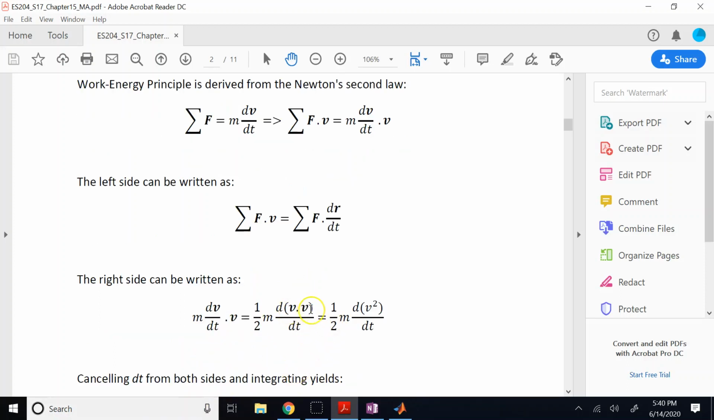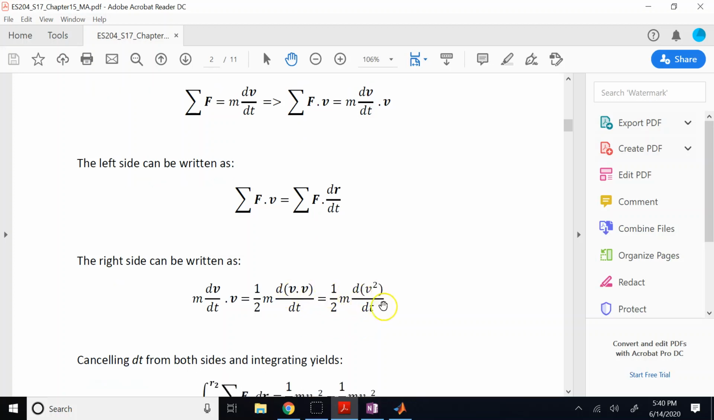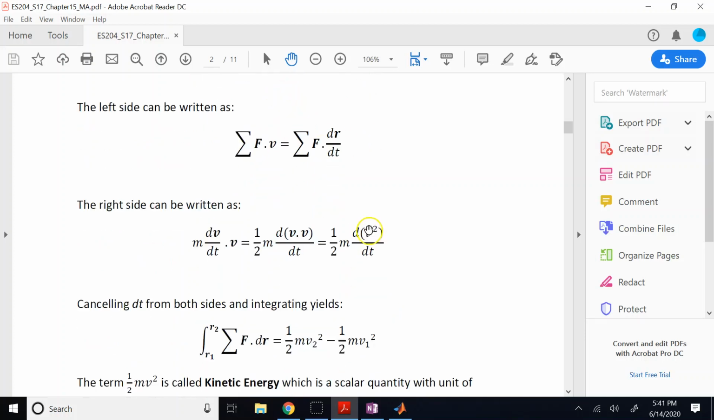And then v dot v itself is what? We know from physics, for any quantities a dot b, it's going to be magnitude a, magnitude b, cosine of the angle in between. And so it's going to be magnitude v times magnitude v, which is magnitude v squared, and then cosine of 0, which is 1. So I can write this dot product as simply magnitude v squared. And so now on both sides I have dt and dt, and I can cancel.